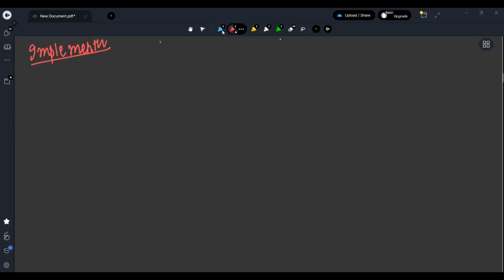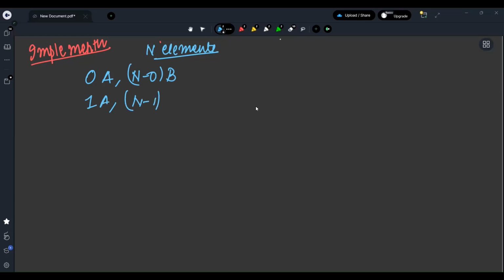So let's see the implementation part. The first implementation part is that we were doing 0 A's and, let's say I have n elements. So what I was doing, I was enumerating combinations like 0 A's and n minus 0 B's, the rest of the elements are B's. Then 1 A, n minus 1 B's. 2 A's, n minus 2 B's.